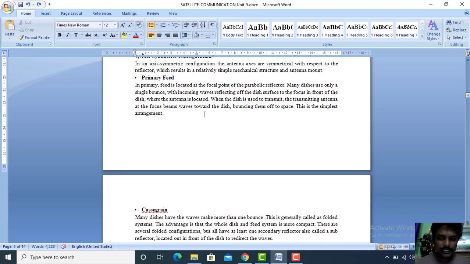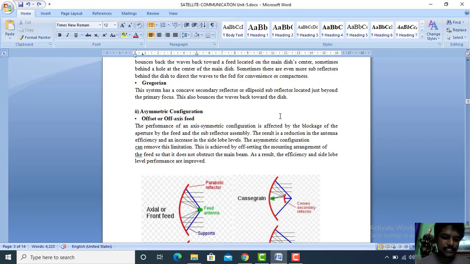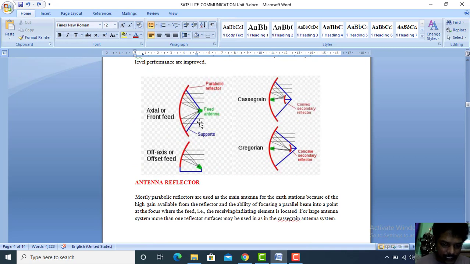The dish, with the feed, has a single bounce. The incoming waves reflect off the dish surface to the focus in front of the dish where the antenna is located. When the dish is used to transmit, the antenna transmits the waves towards the dish, which bounces them to space. This indicates that the feed antenna propagates the electromagnetic wave radiation.